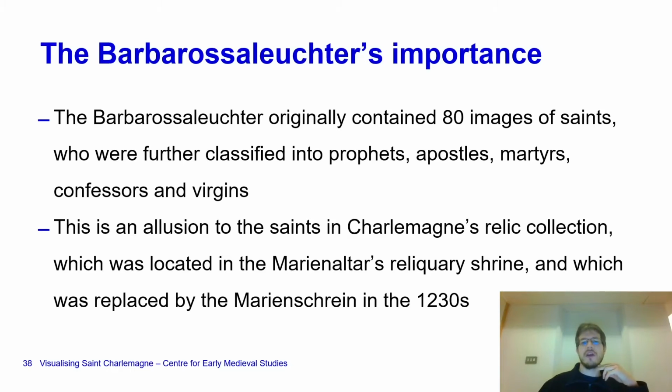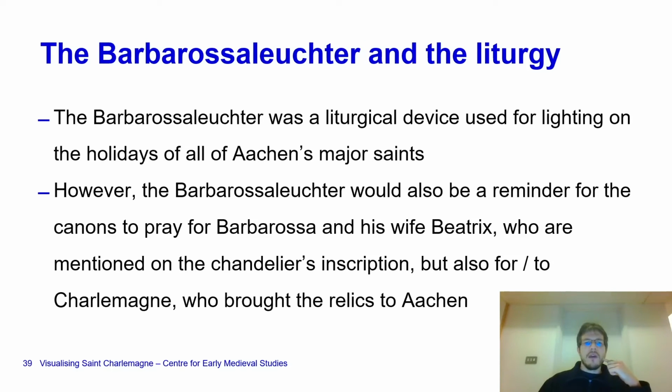Mary, in the 1230s. Now, the Barbarossaleuchter was a liturgical device used for lighting on the holidays of all of Aachen's major saints and on the major Christological holidays, so Easter or Christmas or Pentecost. However, the Barbarossaleuchter would also be a reminder for the canons to pray for Barbarossa and his wife Beatrix, who are mentioned on the chandelier's inscription, but also for and to Charlemagne, perhaps, who brought the relics to Aachen. So thus Barbarossa is related to the man who brought the relics.